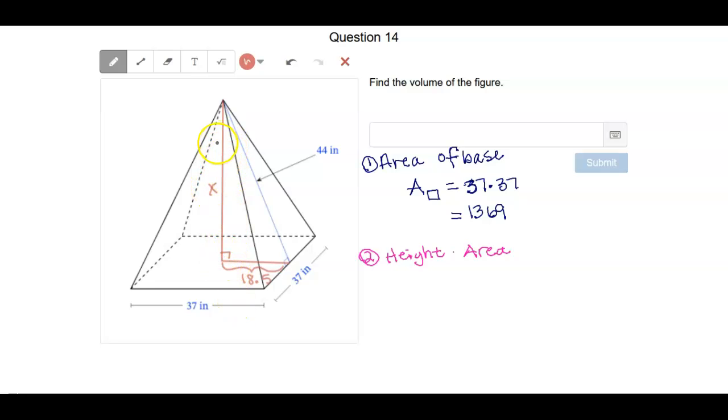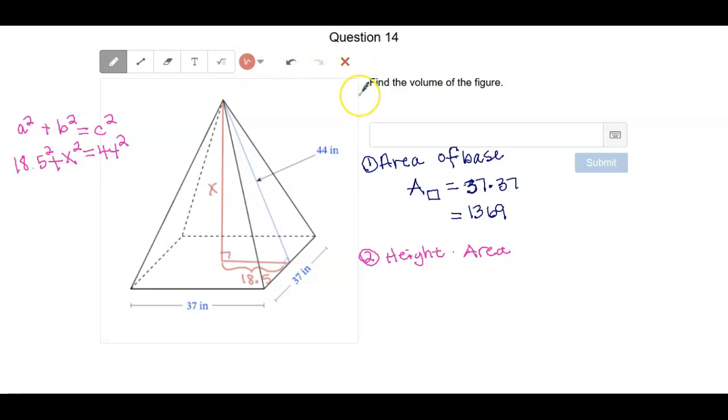So what we are going to do now is use the Pythagorean theorem to help us figure out what this height is. So we're going to use a squared plus b squared is equal to c squared. c squared has to be the hypotenuse, that's the side of the pyramid. So this would be equal to 44 squared. We can leave either a squared or b squared as x squared. That's the height that we're trying to find. And then a squared would be 18.5 squared. So I'll grab my calculator.